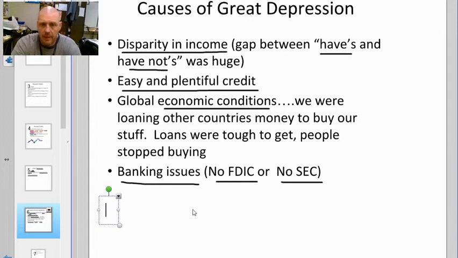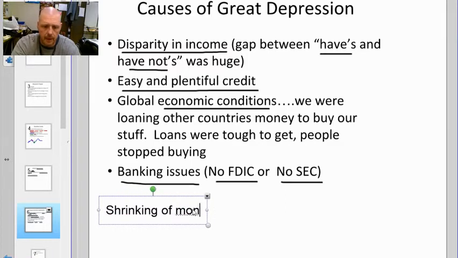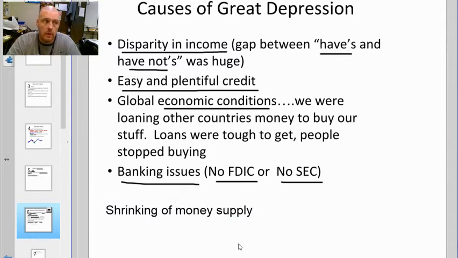And probably the last one I would say was a shrinking of the money supply. Right? If the money supply would have continued to stay constant or grow, there'd have been credit for people to borrow and spend. When that money supply started to shrink, there was less money to even get the engine going.